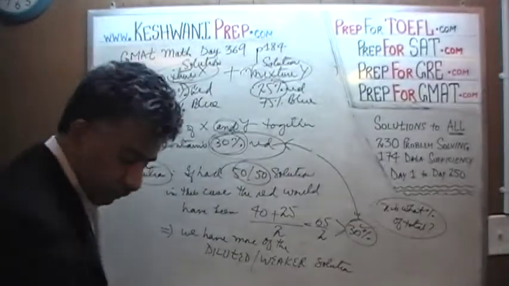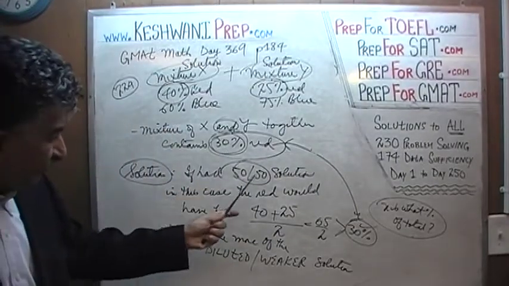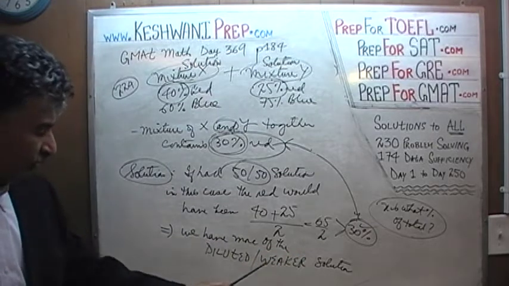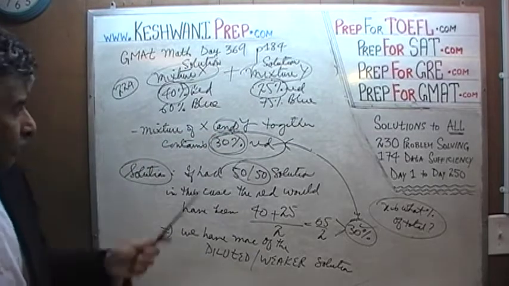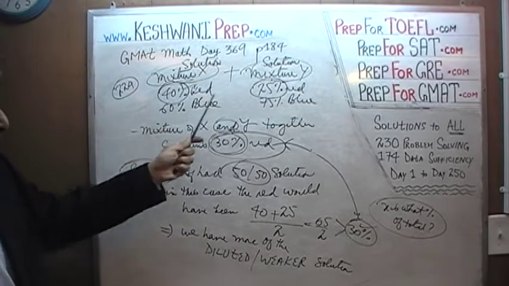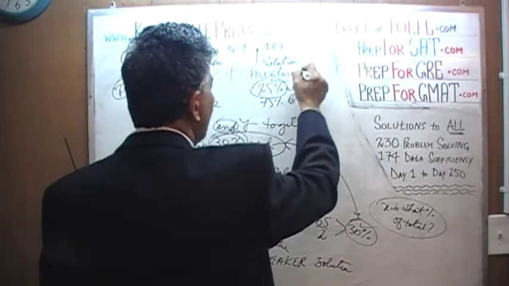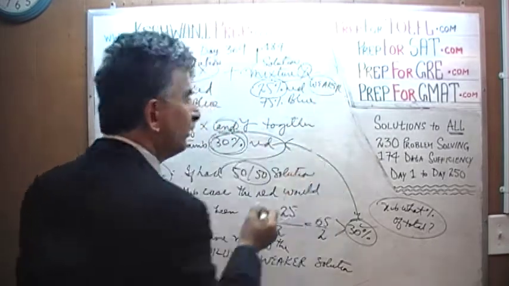So, because of the fact that final concentration is only 30%, we know that if we had 50-50, it would have been more than 30%, we have more of the weaker solution. But what do you mean by weaker solution or diluted solution? Which one of these is a weaker solution? Well, this one has 40% of red and this one has 25% of red, which means this is the weaker solution. Y is the weaker. We have more of Y. We have more than 50% of Y.